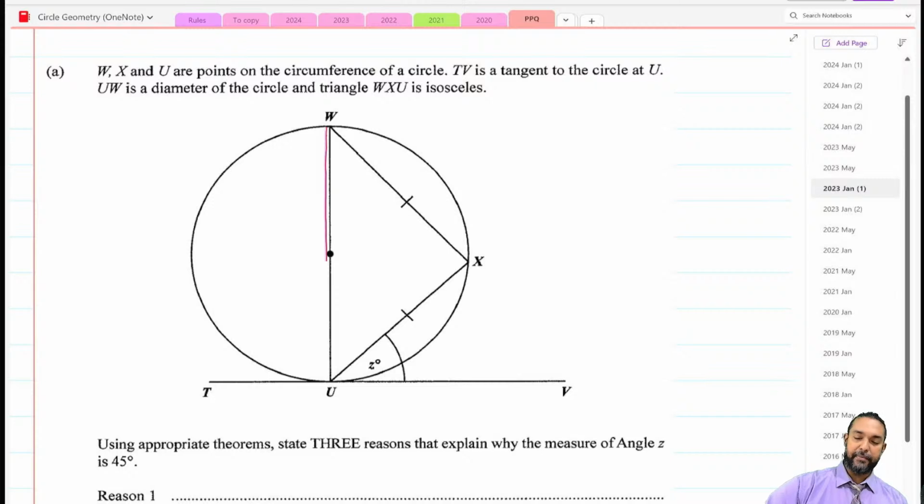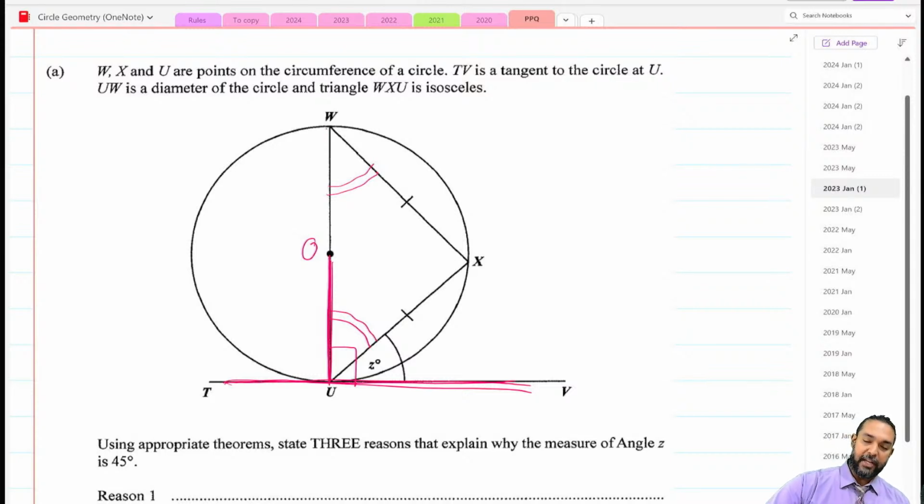Now, there's a diameter, right? This point in the middle here, that is usually the center of the circle, right? Which means this line here is a radius. That's a radius. This is a tangent. The angle between tangent and radius is 90. So 90 minus z, to find z, we need to find this angle inside here, right? But because the triangle is isosceles, we know that this angle across here and this angle here are equal.